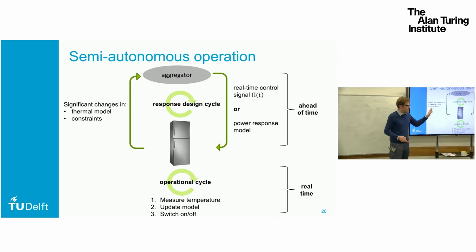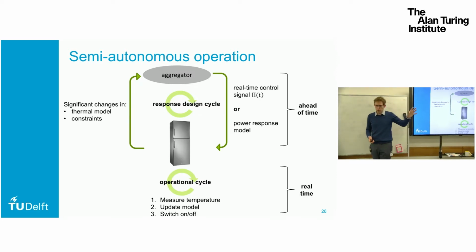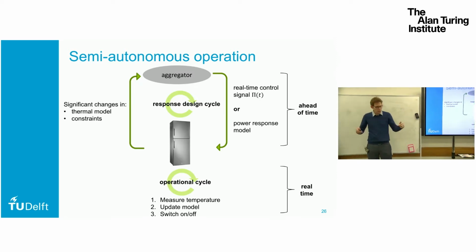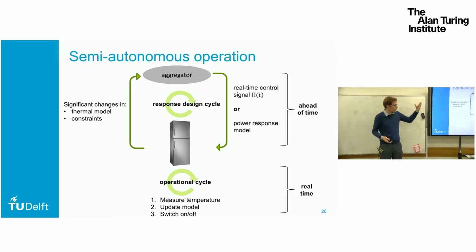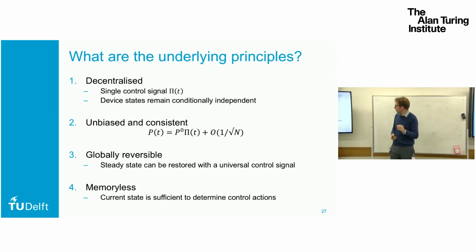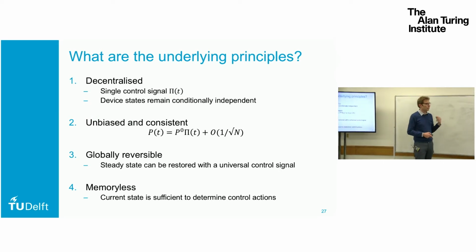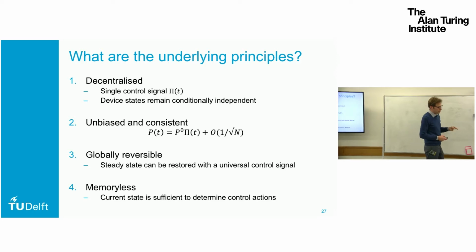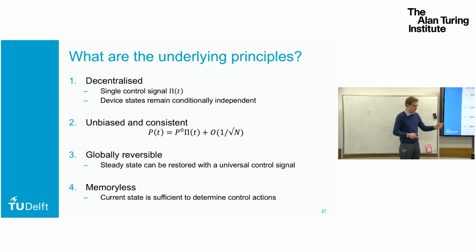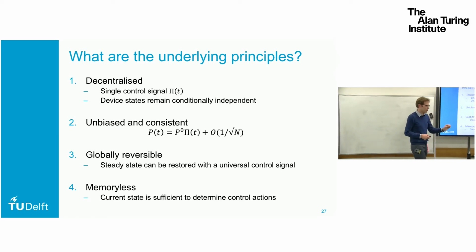Okay, so that's the principle. It's semi-autonomous. In real time, it's autonomous, but at longer time scales you have the possibility for interactions. So what are the underlying principles that make this work in this way? This is work in progress. I've been talking about it with various people in the audience for 2 or 3 years in various forms. Still haven't quite pinned it down, but getting closer.